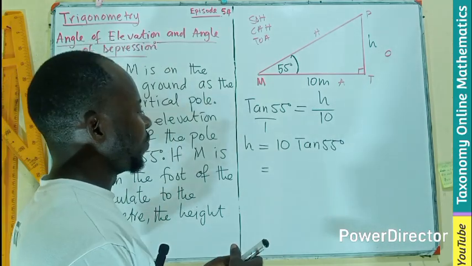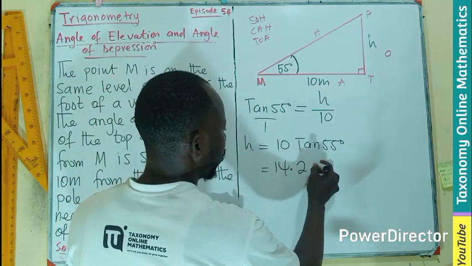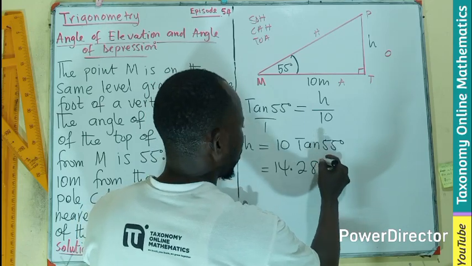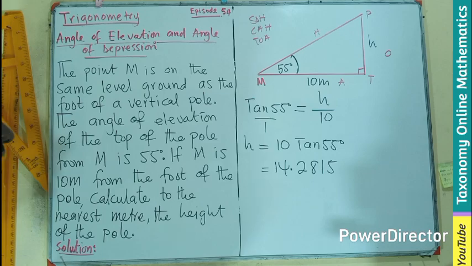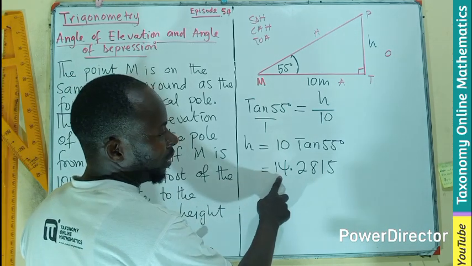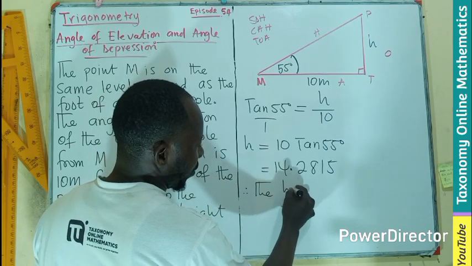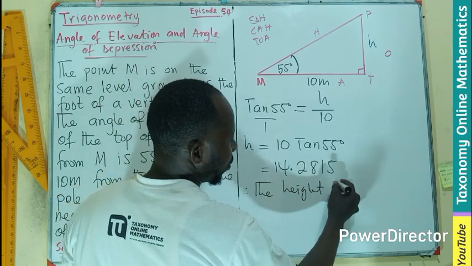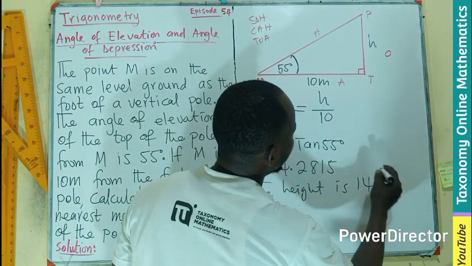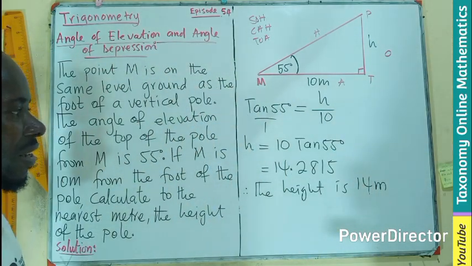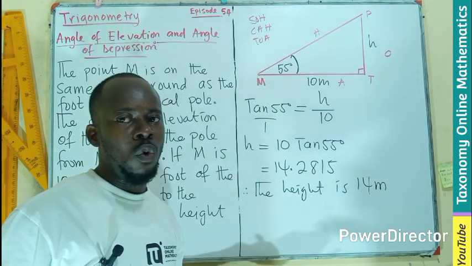So 10 times tan 55 degrees will give us 14.2815. Have we been restricted? Calculate to the nearest meter. So the nearest meter means the nearest whole meter. That is going to be, therefore, the height of the pole is going to be 14 meters to the nearest meter, meaning the nearest whole number.